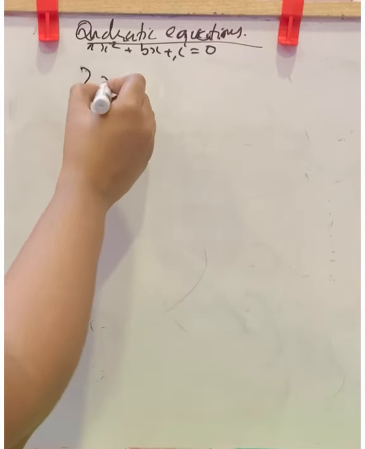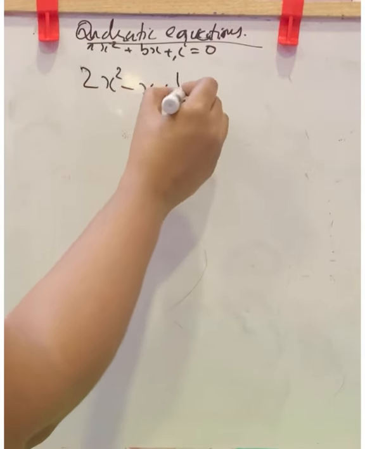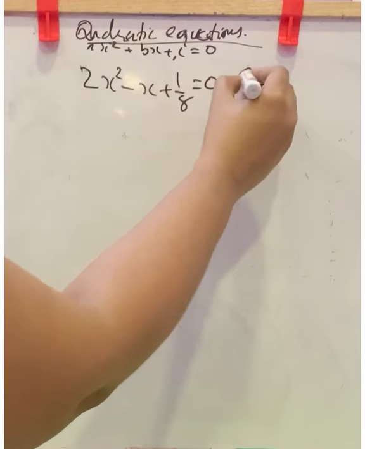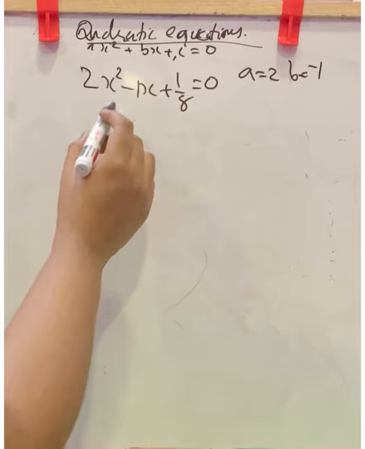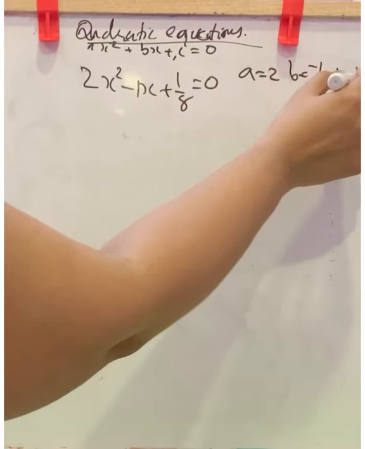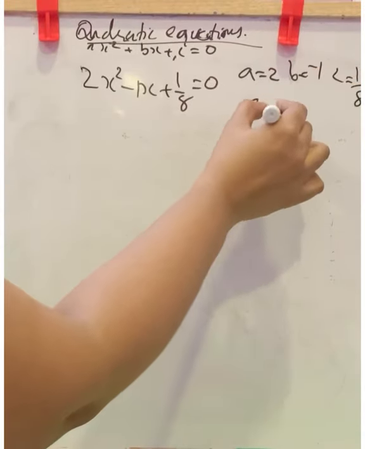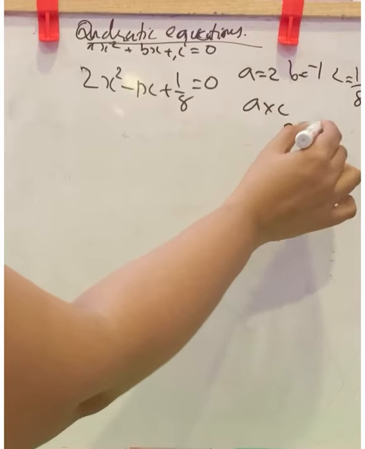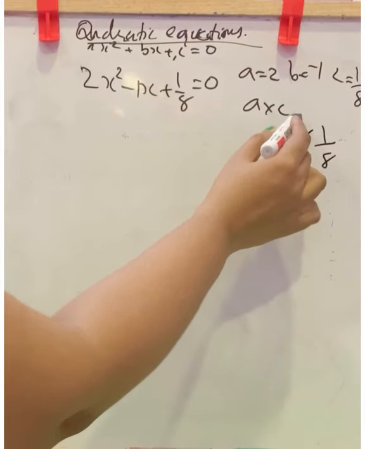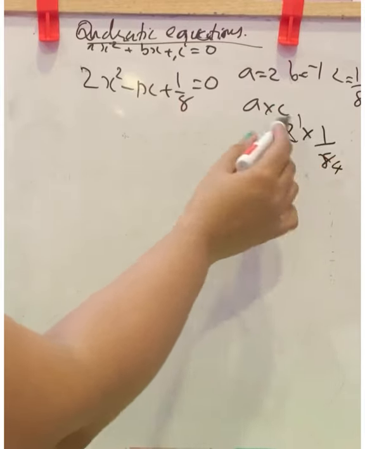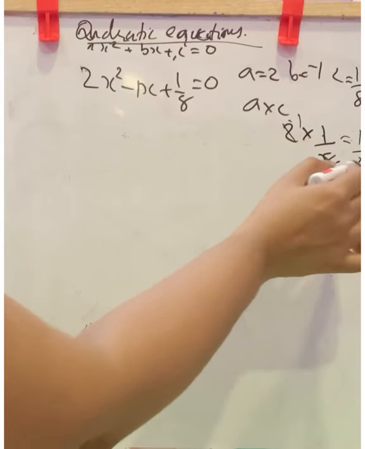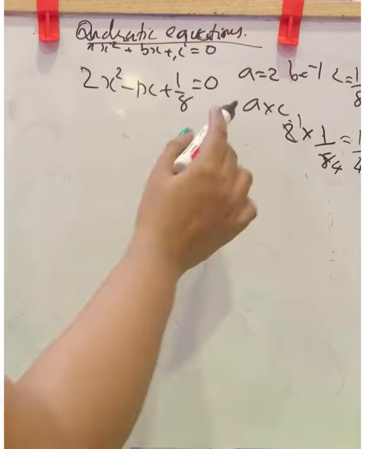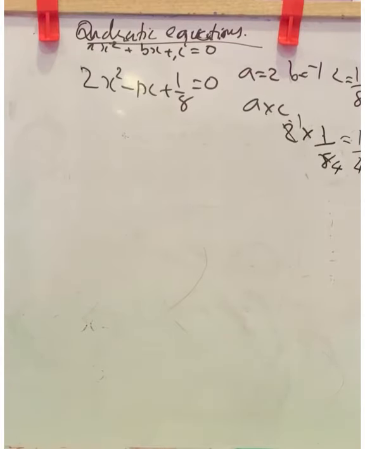Next question, 2x square minus x plus 1 by 8 equal to 0. Here a is 2, b is negative 1. Here x means negative 1x, c equal to 1 by 8. Now a into c is 2 into 1 by 8. Here 2 ones are 2, 4 twos are 8. In the numerator 1 ones are 1, denominator we have 4. So AC is 1 by 4.